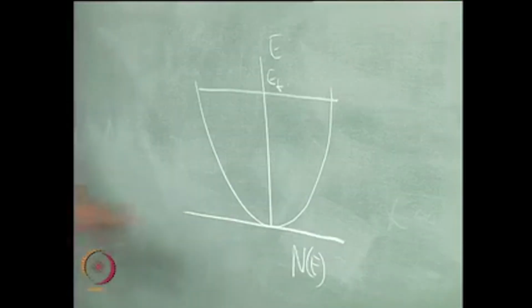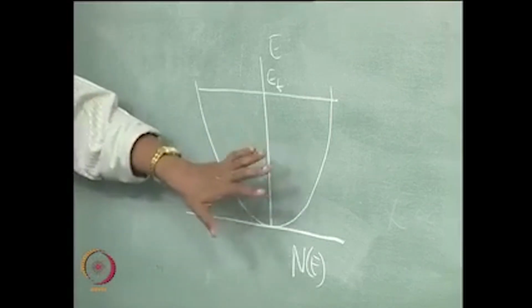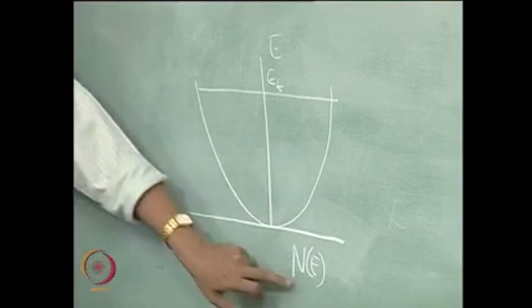I will just alert you to the fact that this sort of looks like an E versus K curve. This is not an E versus K, I mean this is not that curve that we are talking of. This is E versus N of E curve.